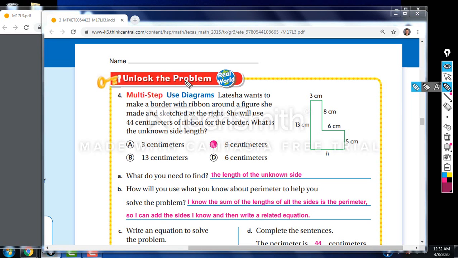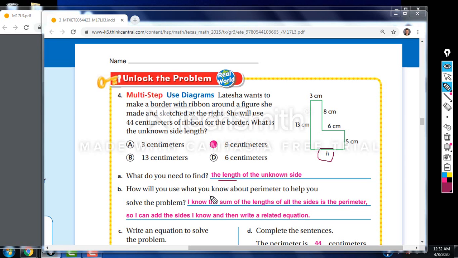So if we take a look at this multi-step problem here, Letitia wants to make a border with ribbon around a figure she made and sketched at the right. Here's the figure that she sketched, and lo and behold, you have a missing number there. She will use 44 centimeters of ribbon for the border. What is the unknown side length? So what do you need to find out? You need to find the length of the unknown side, which is this one, and this one is h.